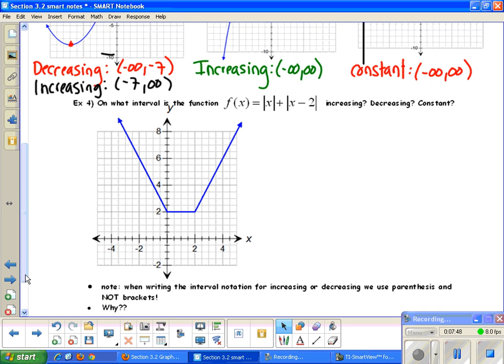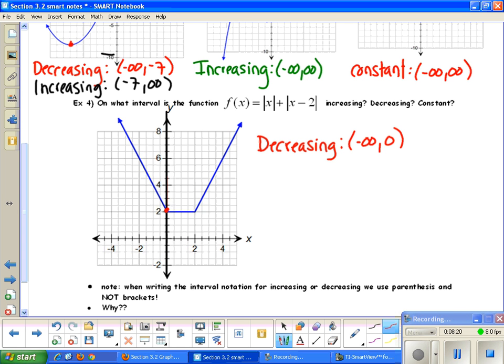All right, so let's go ahead and look at this graph. It says, on what intervals is the function increasing, decreasing, or constant? So again, if you think about moving from left to right on your graph, what are your y values doing? As we move all the way to about an x value right here of 0, notice that your y values are decreasing. So the first interval would be decreasing. And we're decreasing from negative infinity to an x value of 0. And again, not including 0 because that's the point where we're changing over.